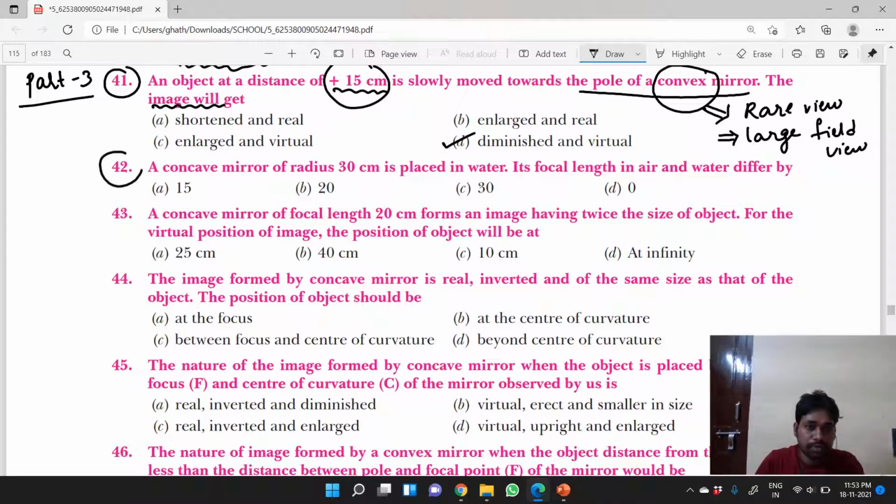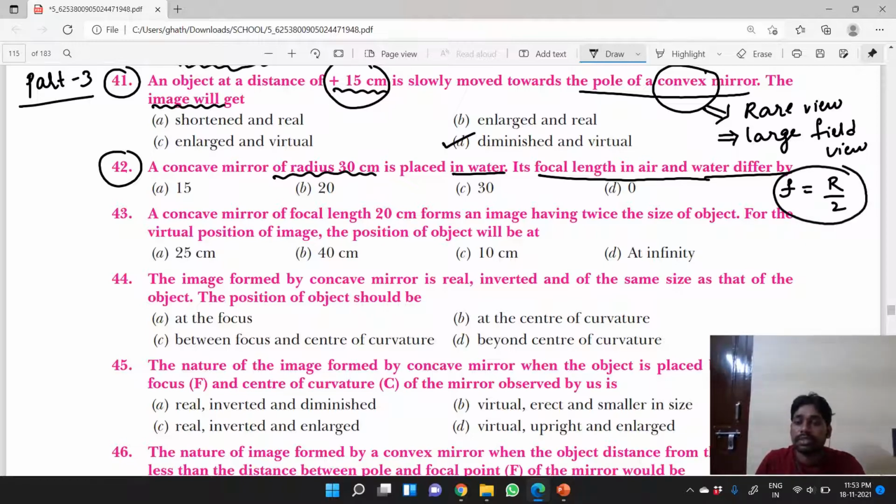Next, question 42. A concave mirror of radius 30 centimeters is placed in water. The focal length in air and water differ by. I told you in the last class, focal length is equal to half the radius of curvature, and it is independent of the surrounding medium. When it is in air, the focal length is 30 centimeters. When it is in water, the focal length is also 30 centimeters. Hence, the difference is 0.